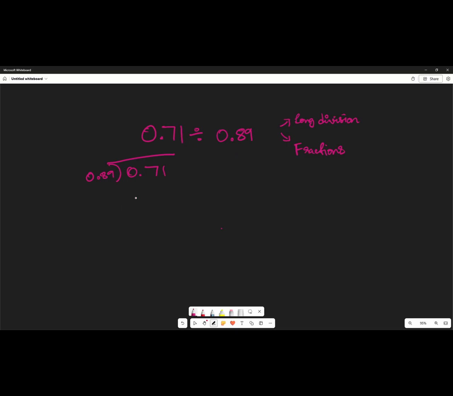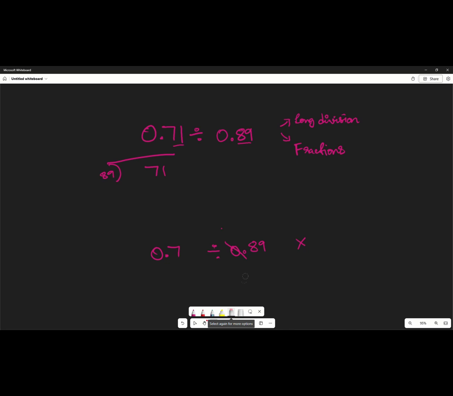Now since there is an equal number of decimal places, you can cancel out the 0 point. So 0.89 becomes 89, 0.71 becomes 71. But in case it is 0.7 divided by 0.89, you cannot cancel the zeros. This is wrong.